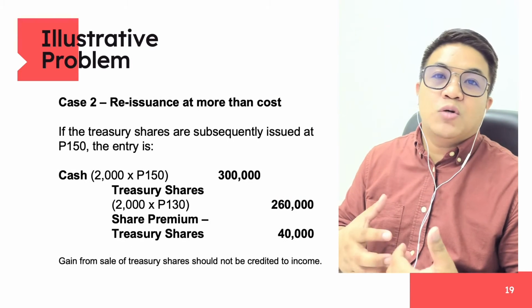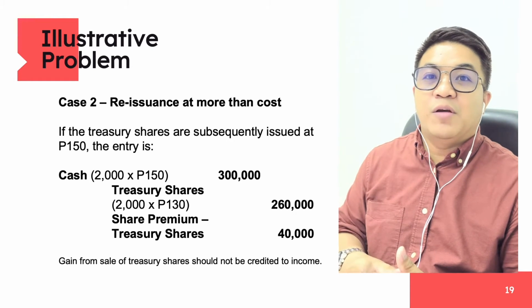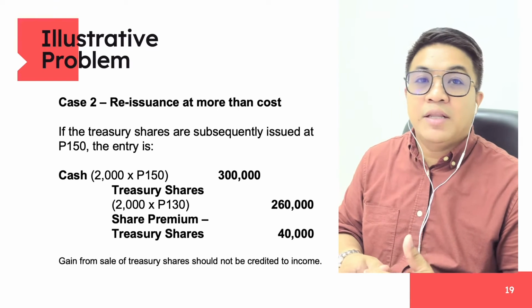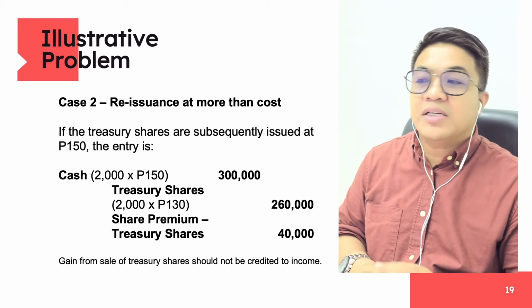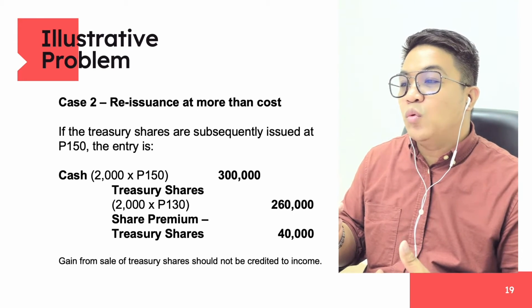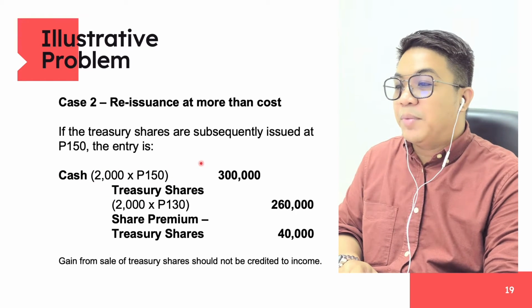Case number 2, re-issuance at more than cost. Kasi yung cost niya is 260,000. Ngayon, ni-reissue yung treasury shares na yun at a price above cost. Then, we will recognize a share premium dash treasury shares. So, we will receive cash amounting to 300,000. That's 2,000 shares times 150 pesos.